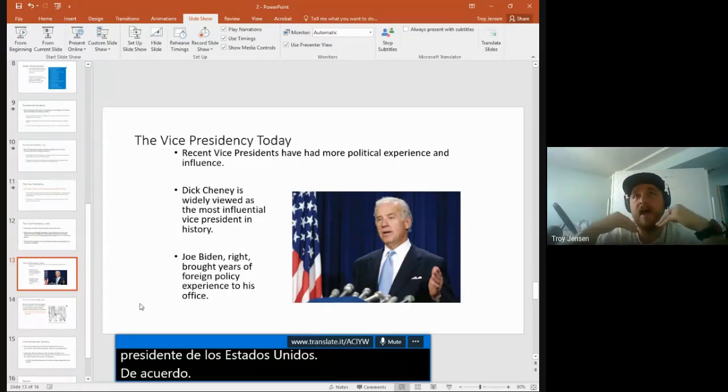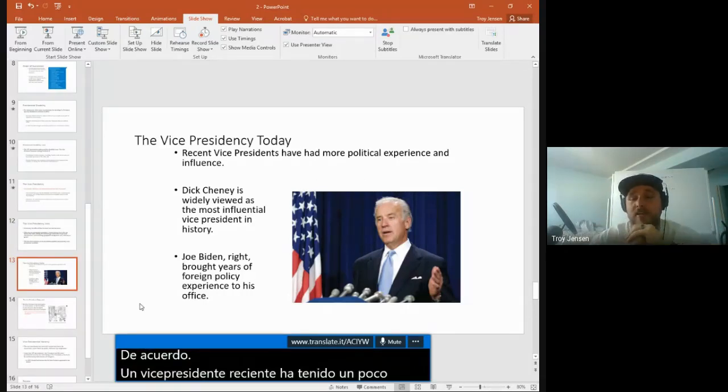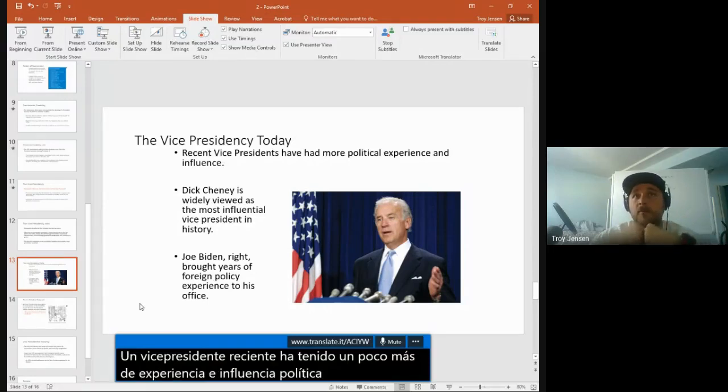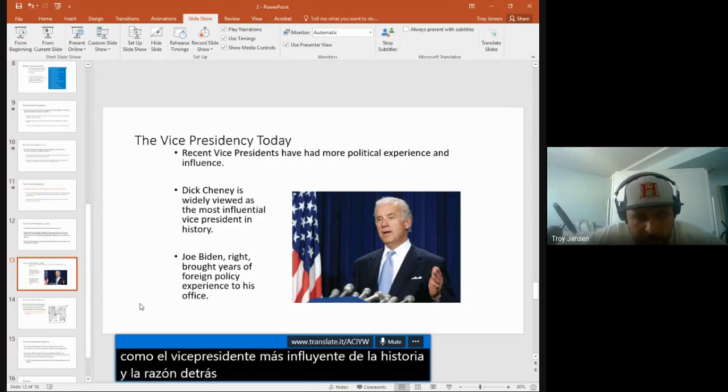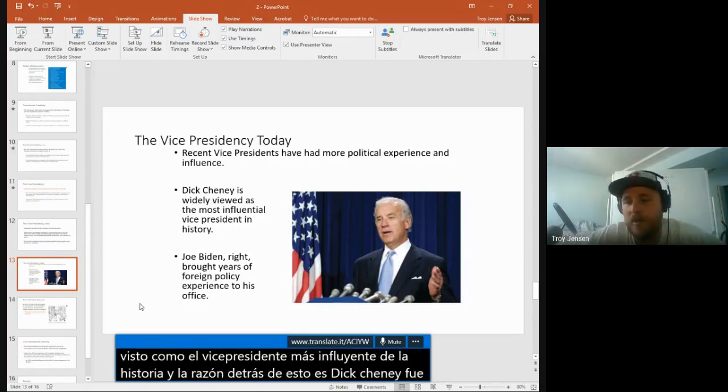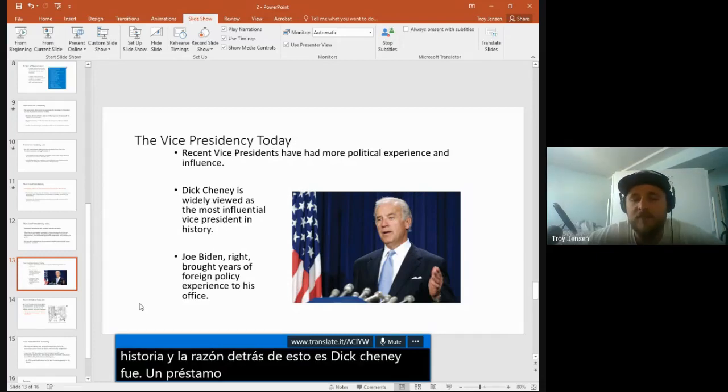Recent vice presidents have had a little bit more political experience and influence. Dick Cheney, like we mentioned before, is widely viewed as the most influential vice president in history. And the reason behind this is Dick Cheney was the lone representative from the state of Wyoming for years. Because if you remember, Wyoming is one of the smallest states, and it only has 3 members of Congress, 2 senators and 1 representative. And Dick Cheney was this one representative for the longest time.